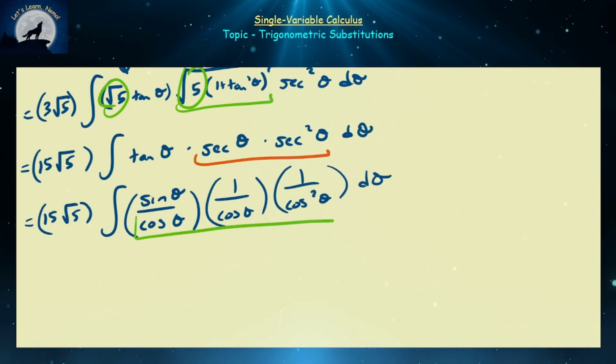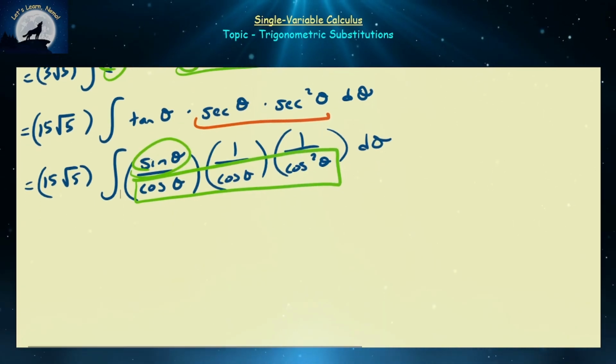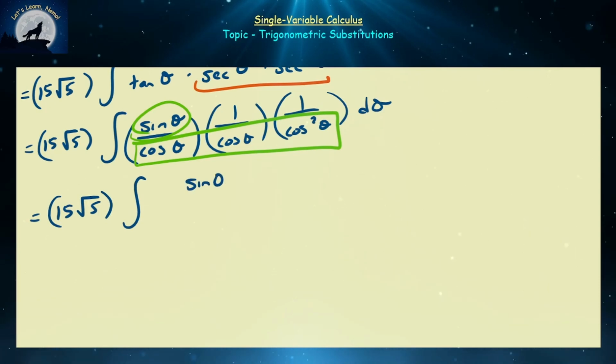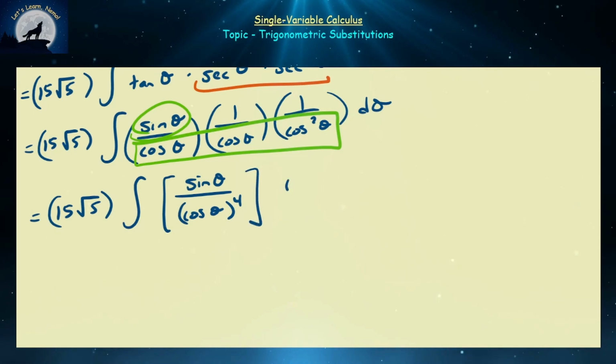And now notice that we have 4 cosines on the bottom and 1 sine on top. So let's just write that and see if we can do anything with it. So we have 15 square roots of 5 times the integral of sine theta all over cosine of theta, I'm going to write that to the power of 4, and then d theta. And this is pretty much the only thing you can do at the present time. So now you're like, okay, well, what can I do with this? Well, we know that the derivative of sine is cosine, and the derivative of cosine is negative sine. And if that's cosine, its derivative is practically on the top. So maybe I can use a u-substitution here to proceed onwards.